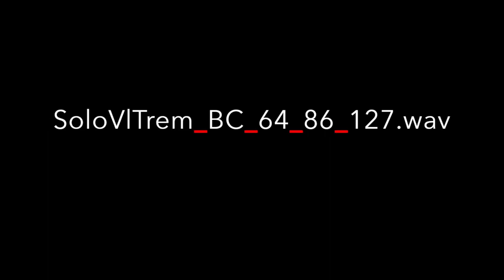Let's take an example of a sample's name to analyze. Solo VL Trem is a free indication to help you find your samples. For instance, a solo violin played tremolo. Your colors will ignore this information. The underscores are very important as they separate different information for your instrument.